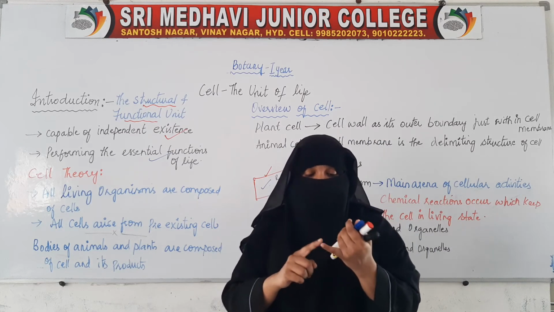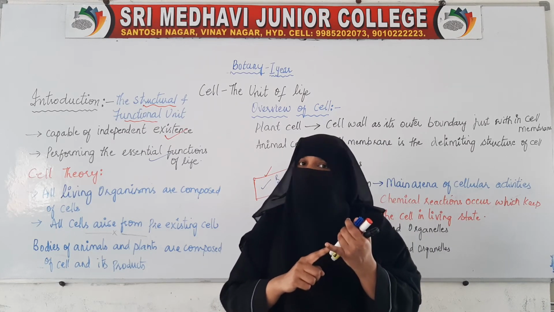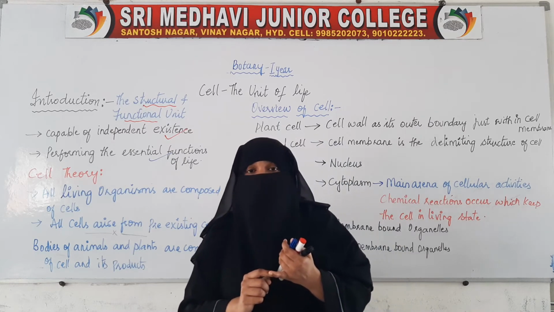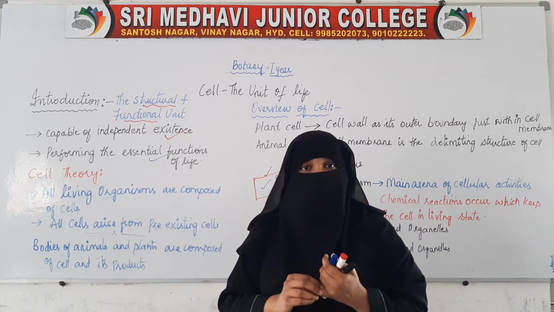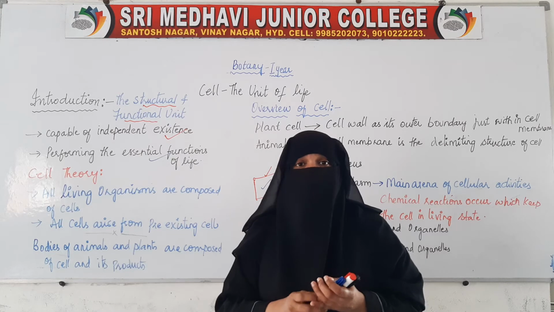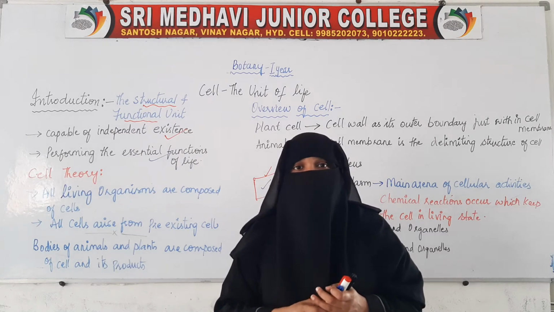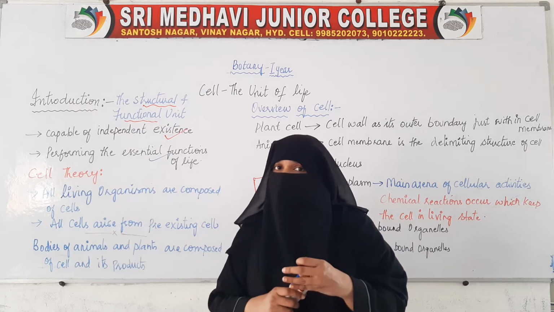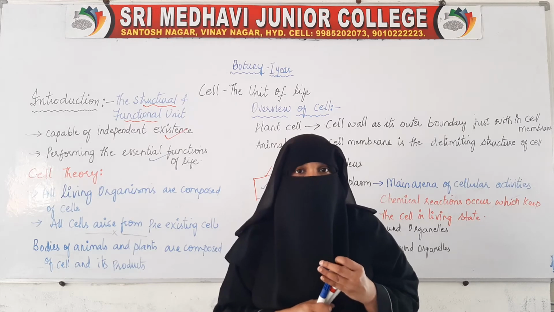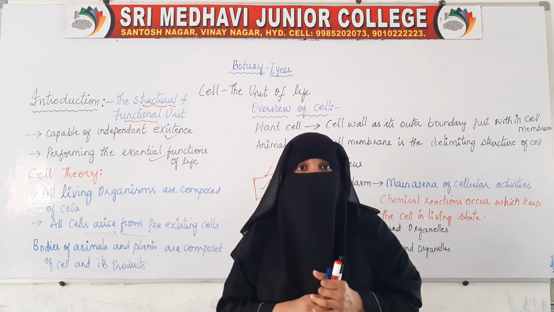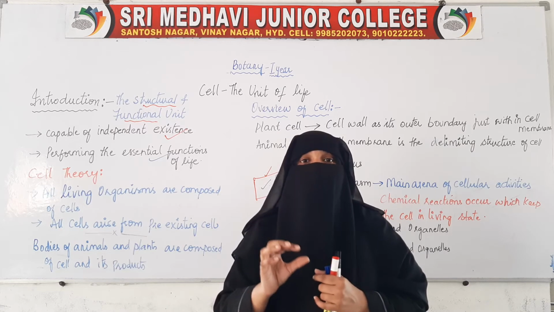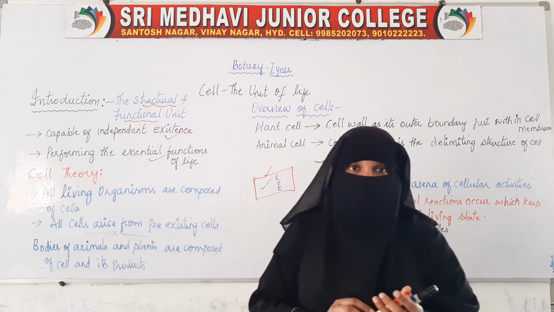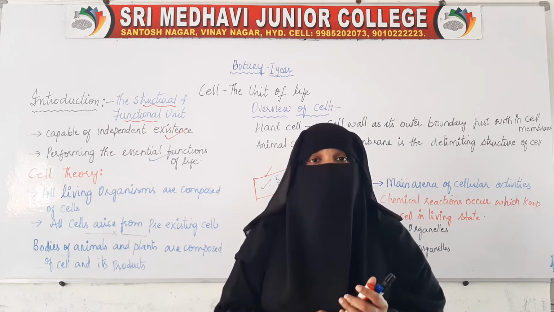If an organism has less than a cell, then it cannot exist independently. Organisms which have less than a cell cannot exist independently. If an organism has to exist independently, then it should have at least a cell. Without a cell, no living organism can exist independently.